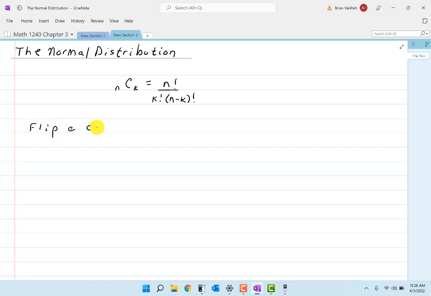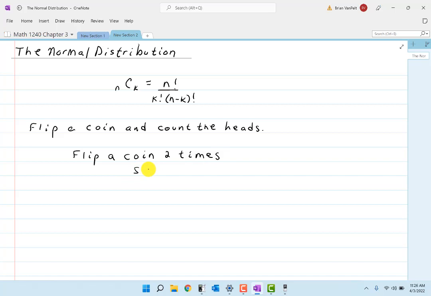Flip a coin and count the heads. So let's try this first. Let's flip a coin 2 times.